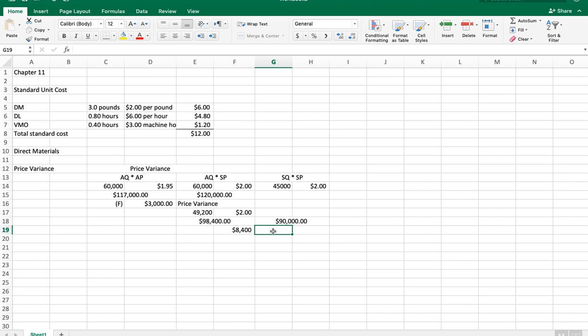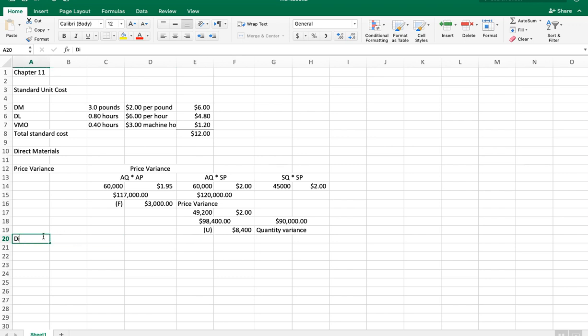And what's different up here is the quantity. So this is my direct materials quantity variance. And is it favorable or unfavorable? So I look at it and I say, okay, I used 49,200 pounds and I budgeted 45,000 pounds. So this is actually an unfavorable variance. Doesn't mean bad, it's just we used more than we thought.